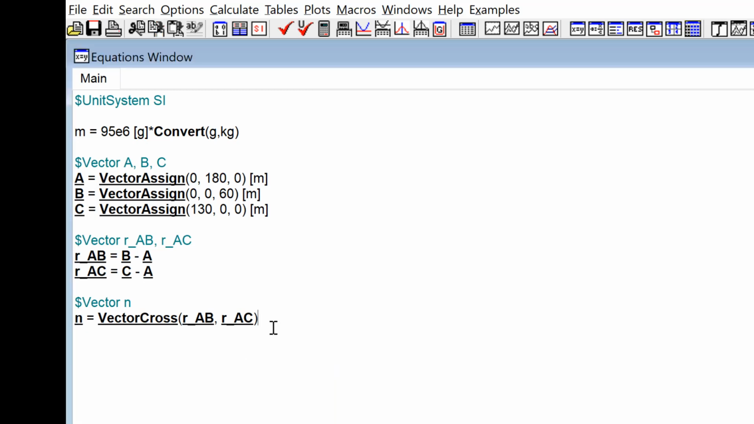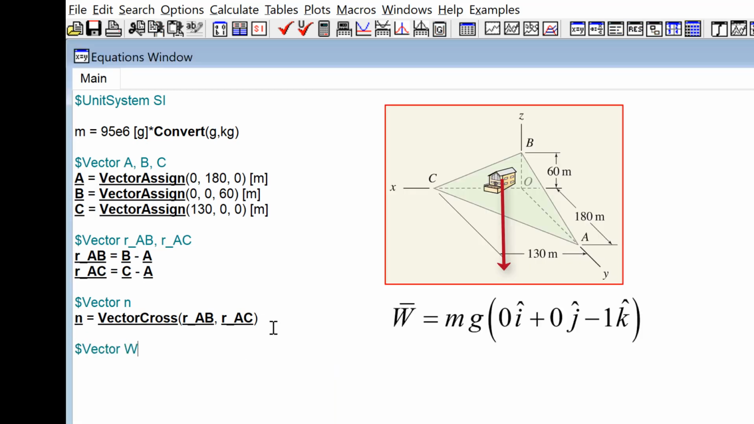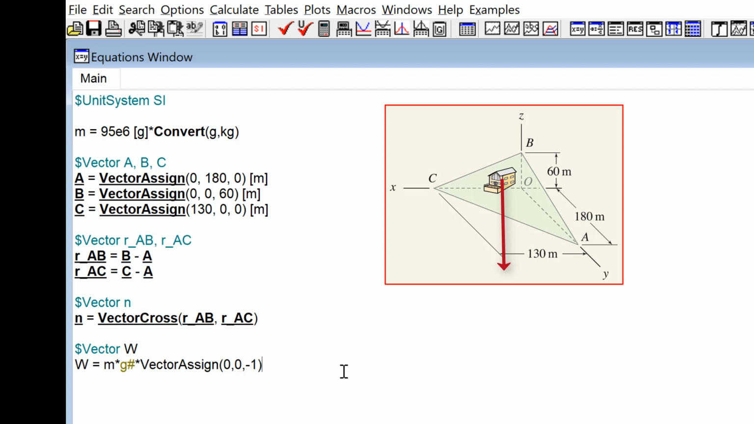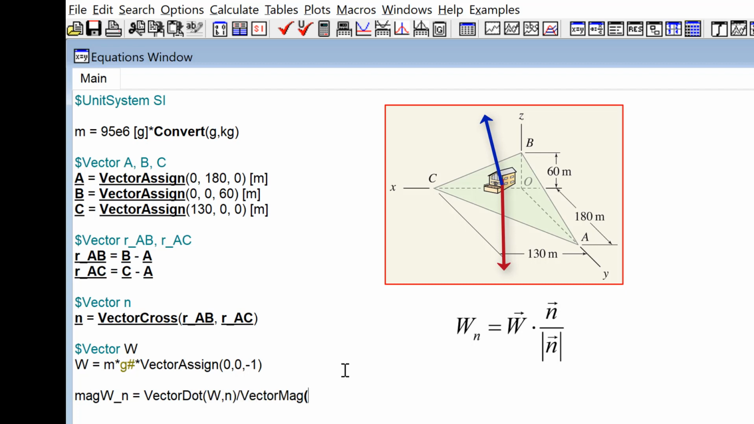We're going to define the weight vector according to this equation. So the weight is the mass times gravity. So here's where I'm using that G hashtag, the gravitational constant. And the unit vector that defines the direction of the weight vector is just minus k, right? So vector assigned 0, 0, minus 1. Okay, then we have the equation here to figure out the magnitude of the component that is in the direction normal to the plane. So I'm just taking the dot product of the weight with the unit vector, and the unit vector is n divided by the magnitude of n.